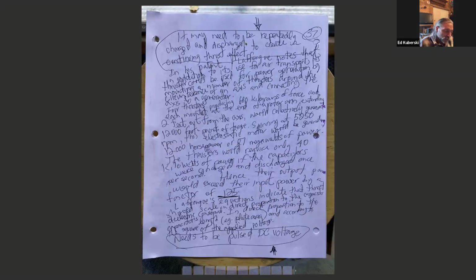It may need to be repeatedly charged and discharged to create a continuing thrust effect.